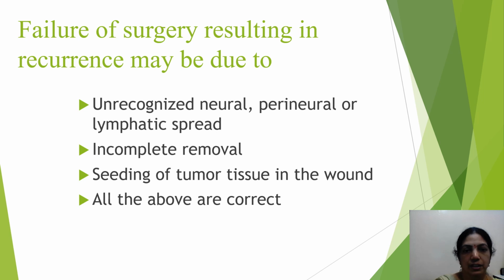Next, failure of surgery. What is the reason for the failure of any surgical procedure? It is due to unrecognized neural, perineural or lymphatic spread which was not diagnosed before surgery, incomplete removal, or seeding of the tumor tissues in the wound during the surgical procedure. So what are the different reasons for the failure of surgery? Or all are correct? The answer is all these are correct.